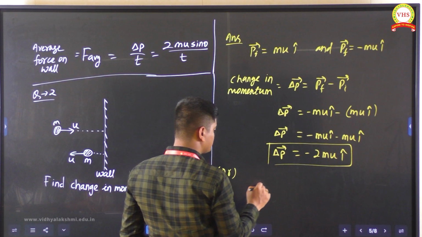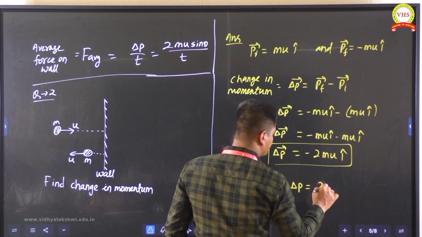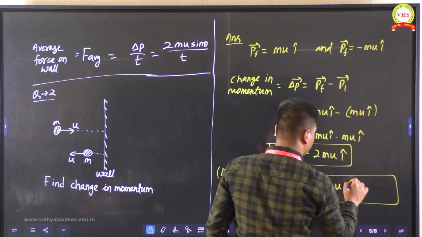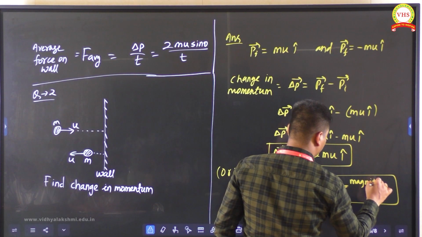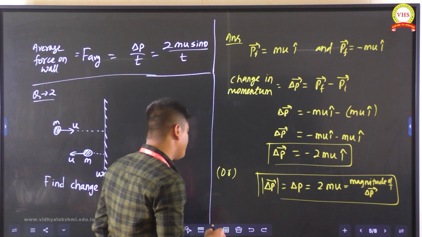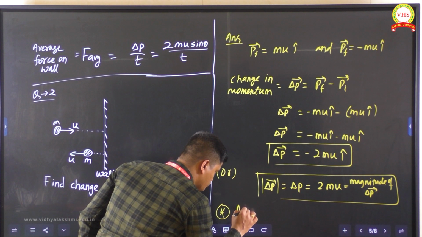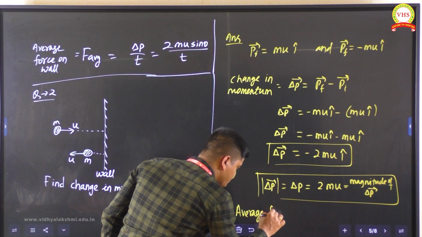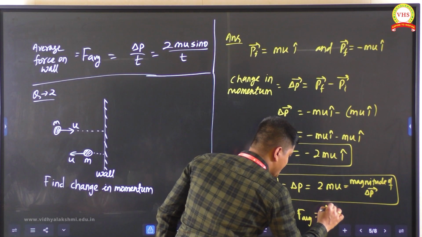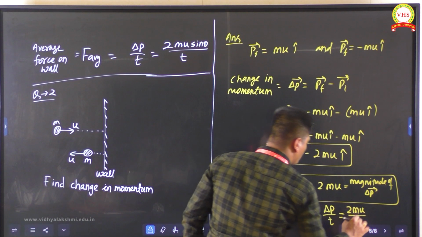Or you can write change in momentum magnitude equal to delta p, which is 2 mu. This is the magnitude. Now next, if you want to find average force, you can find it here also. What is average force? Average force equal to change in momentum by time, or 2 mu by t.